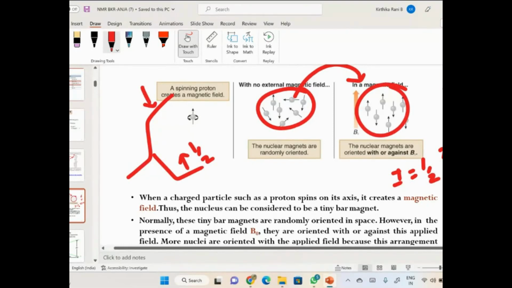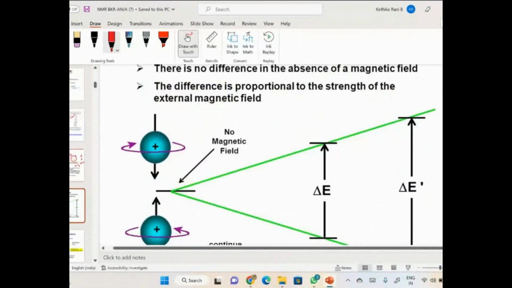In the absence of a magnetic field, there will be no particular orientation. It will be randomly oriented. But when I put in an external magnetic field, it will take up two particular orientations. Why? Because I value equal to half will be split into two states, plus half state and minus half state. So only two particular orientations will be taken up.